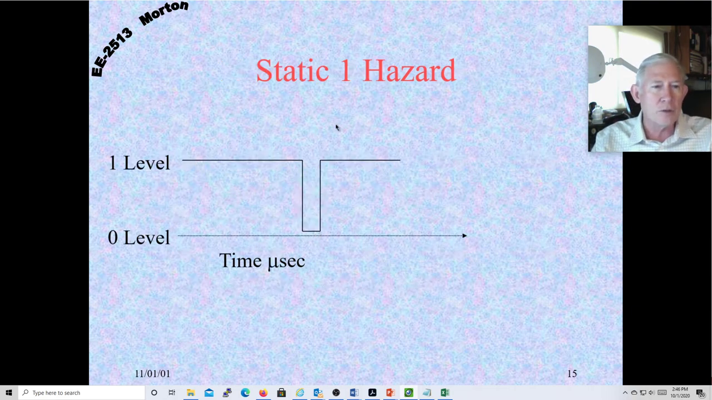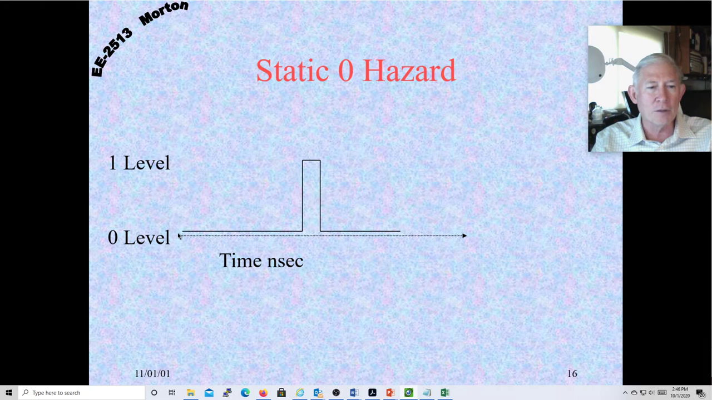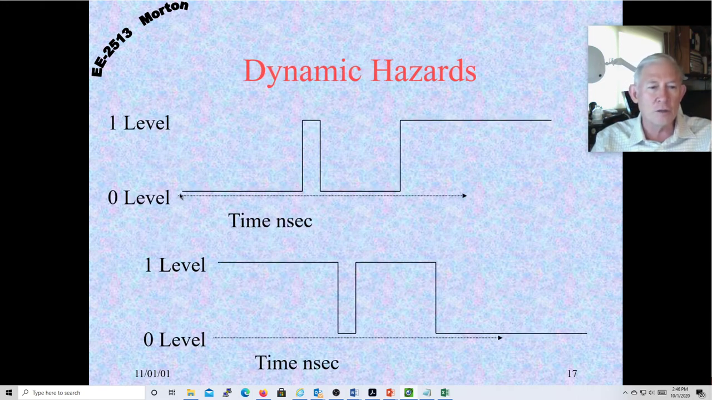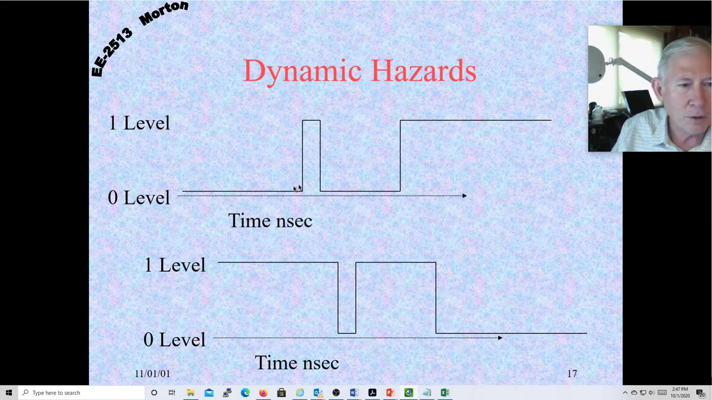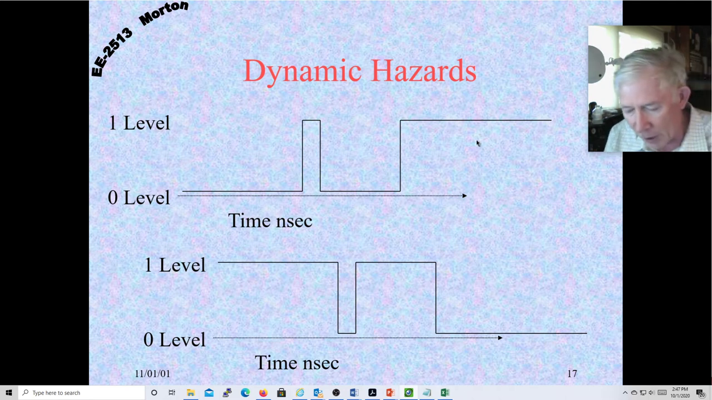All right, let's look. So here's a static one hazard. It should be at level one, but oops, it does this little 10 nanosecond blip, or maybe it's 1 microsecond. Or static zero. It should stay at zero, but it pops up to level one for just a short time and then back down. Now, a dynamic hazard is where it's going to transition from low to high, but it has a little premature transition here, and then it finally transitions. Depending on how the logic is hooked up, you can get these different effects. We don't really talk about different dynamic hazards; we kind of lump them together.